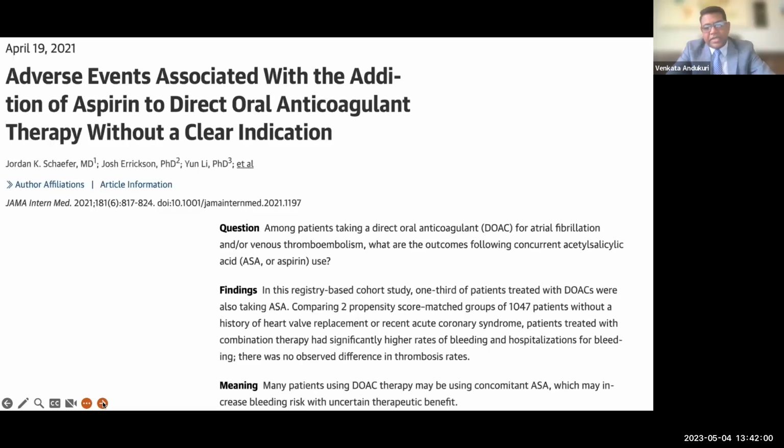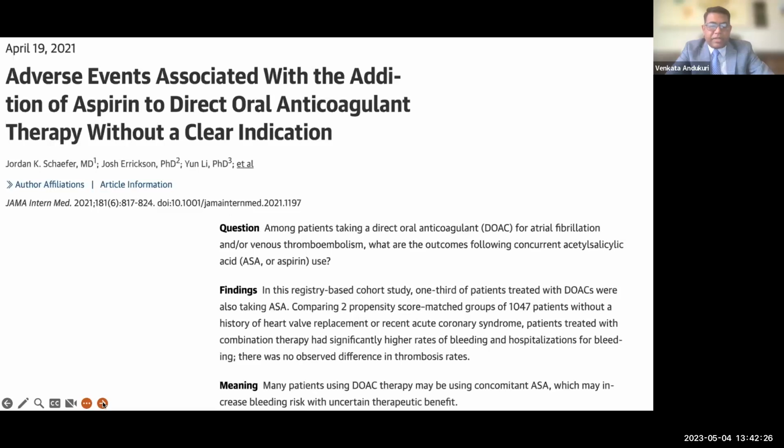So among patients taking DOACs for AFib or VTE, what are the outcomes following concurrent ASA or aspirin use? In this registry-based cohort study, one-third of the patients on DOACs were also taking aspirin. They compared two propensity score matched groups of 1,047 patients without a history of heart valve replacement or recent acute coronary syndrome, which is important to note.